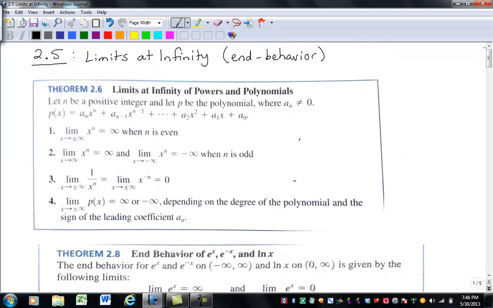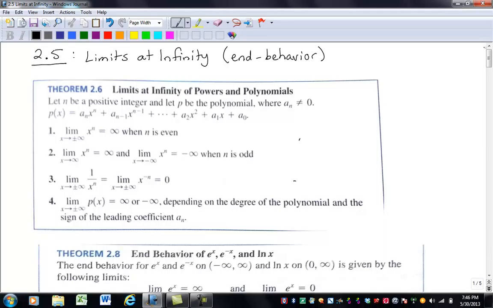So section 2.5 is about limits at infinity. This is what the graph looks like, the y values, as x goes to plus or minus infinity. That's what the limits at infinity are. They describe y values as x approaches plus or minus infinity. And that's known as the end behavior of the graph, because it's what happens at the left and right ends.